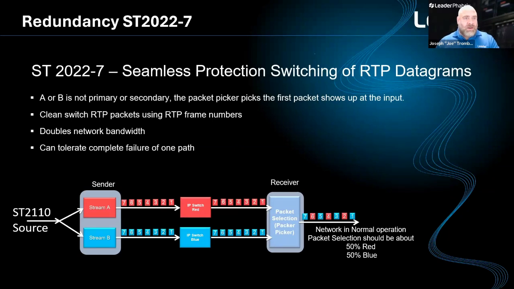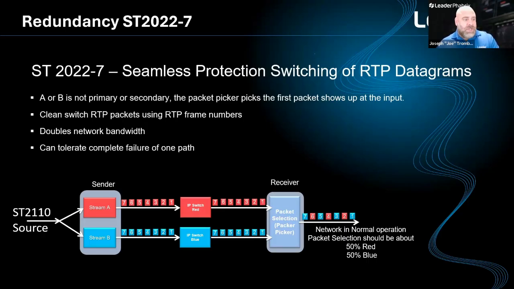So in this diagram, A and B are not primary and backup in the classic sense. The packet picker selects the first valid packet to arrive. That gives clean switching and RTP sequence behavior, tolerates complete failure of one path, and costs roughly double the network bandwidth. Normal operations should show packet selection distributed across both paths, not everything preferring one side forever.